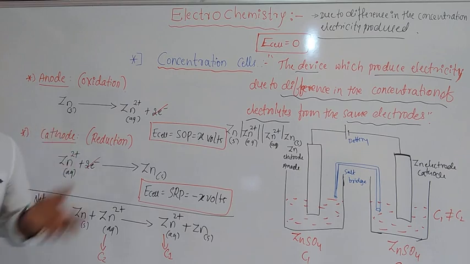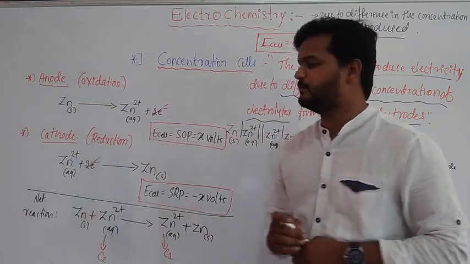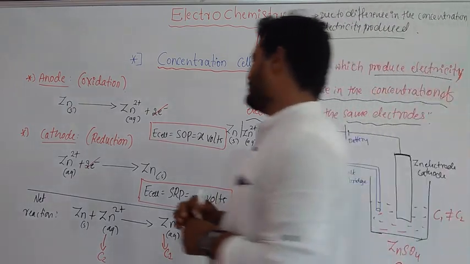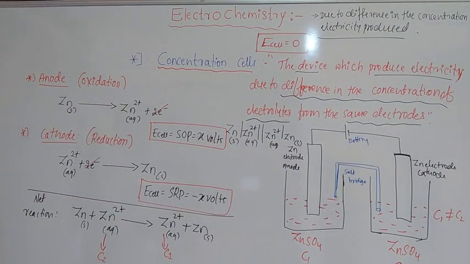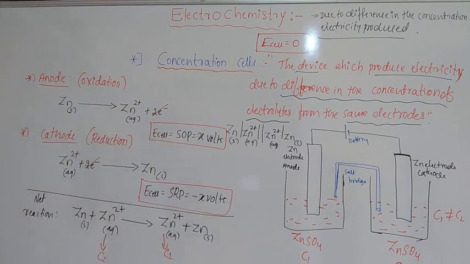By using this reaction, we can calculate the standard cell potential value of the concentration cell. Okay, take it down and let us start. Let us find out the standard potential of the concentration cell.